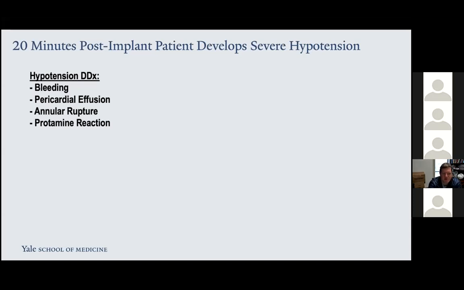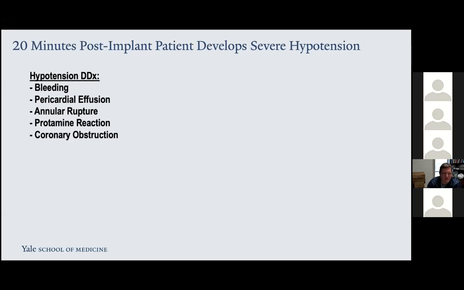We don't give a lot of protamine in the cath lab for coronary cases, but we give it all the time for these cases. And you do have times where there's protamine reactions. In talking to our surgeons, they've in fact had protamine reactions so severe that they've lost patients at the end of surgeries, which can cause a lot of vasodilation and severe hypotension.